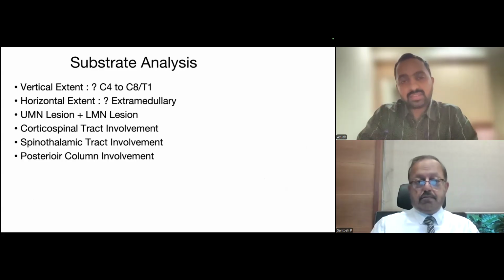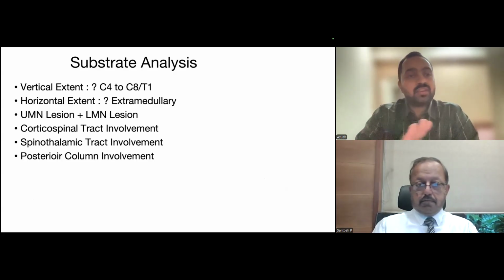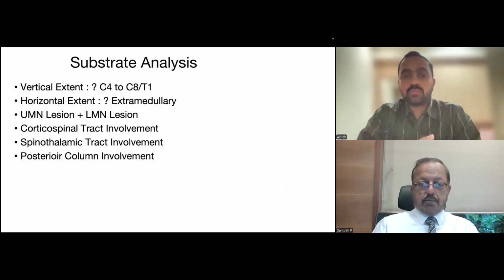So the vertical extent from C4 to C8, T1, horizontal extent being probably extramedullary. I'm having an upper motor neuron lesion plus a lower motor neuron lesion, predominant involvement of the corticospinal tract as well as the spinothalamic tract, and maybe involvement of the posterior column tract.